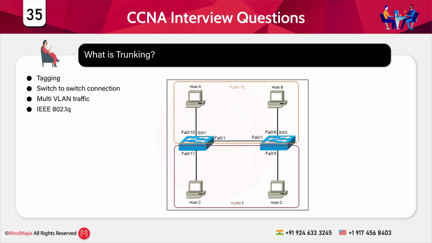So it is also called tagging. It is used for switch to switch communication connection, where multi VLAN traffic is required. If we have an access link, only one VLAN traffic will be entertained. If we have a tag link or trunk link, we can transfer multi VLAN traffic. It normally uses the IEEE 802.1Q protocol. There are some other protocols also, like ISL, but 802.1Q is normally used because ISL is obsolete now, which contains VLAN ID information.